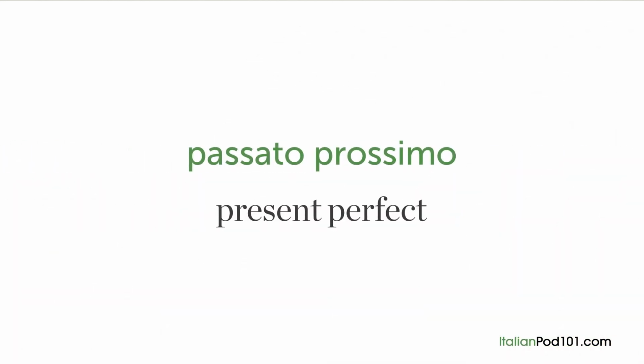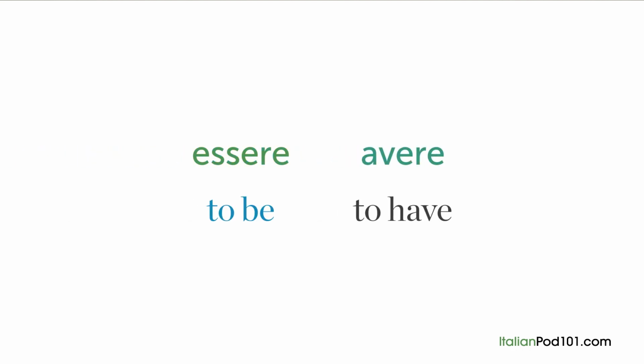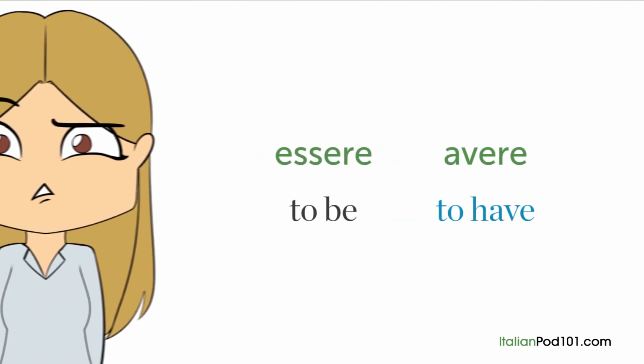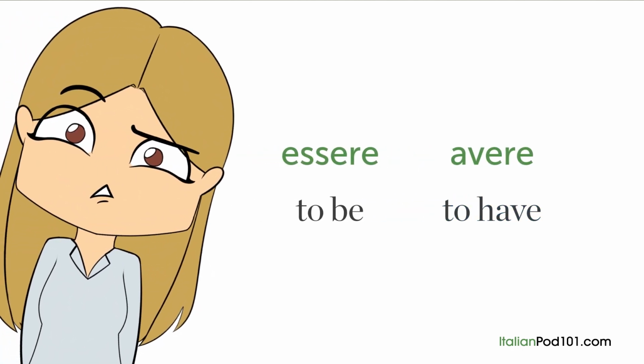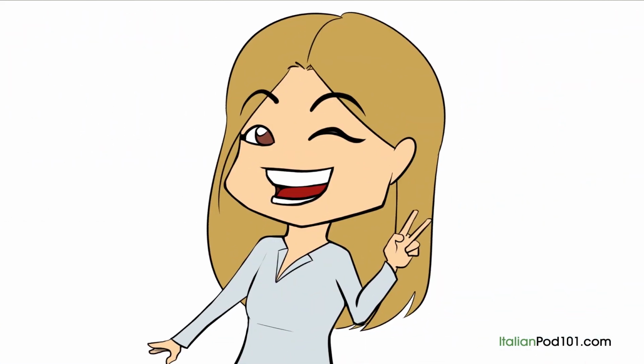In Italian, when forming compound tenses, such as the present perfect or passato prossimo, you'll need an auxiliary verb. This will either be essere, to be, or avere, to have. In English, you don't have to make this choice, as you only need to have. That's why deciding which auxiliary to use in Italian can be a bit difficult at first. Let's have a look at some rules that will help you choose the right auxiliary.